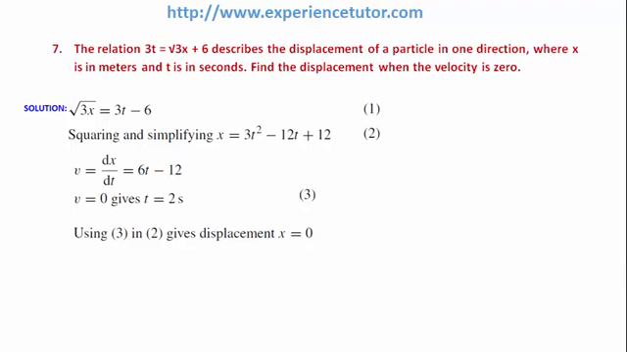Again, if we differentiate both the sides, we'll get dx by dt is equal to 6t minus 12. Putting v is equal to 0 gives t is equal to 2 seconds. Using equation 3 in 2 gives the value of displacement x is equal to 0.